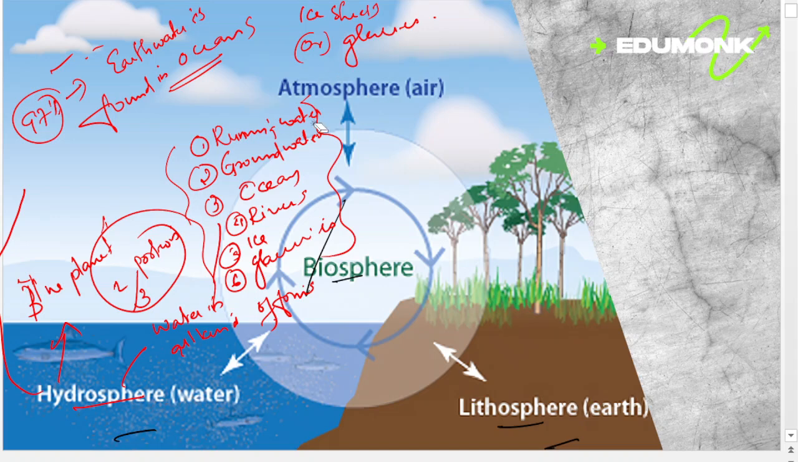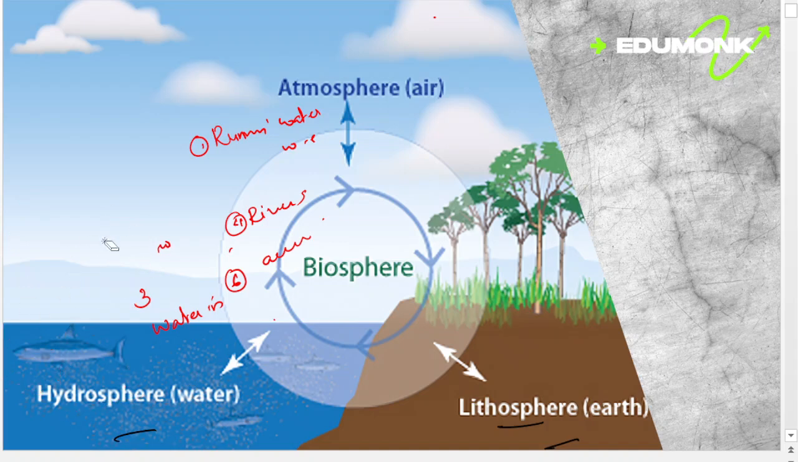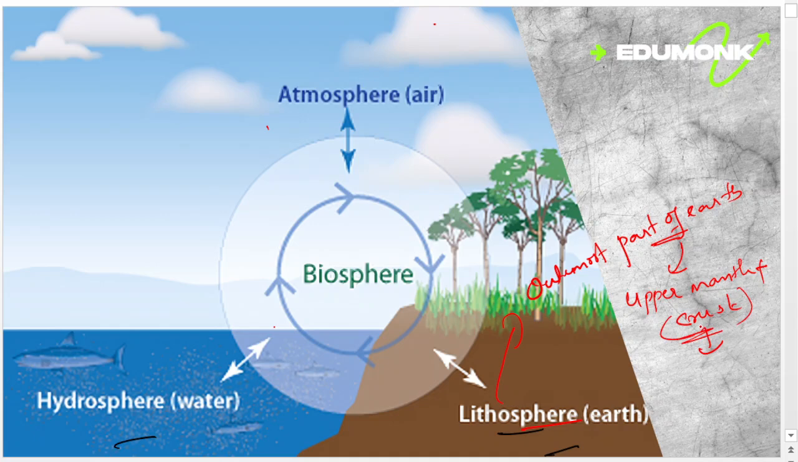Then we can move on to the lithosphere. The lithosphere is the outermost part of the Earth, which consists of the Earth's upper mantle and crust. This crust includes the outer crust and inner crust.